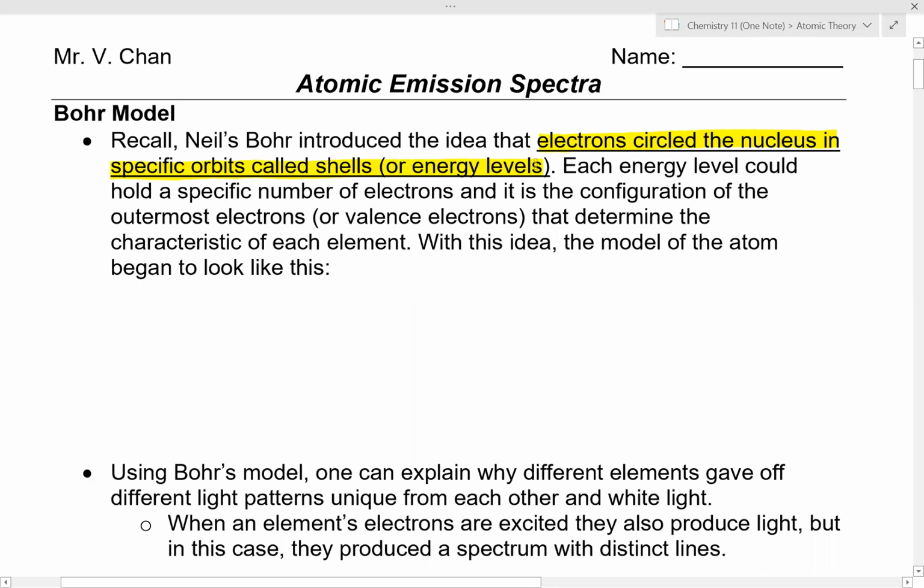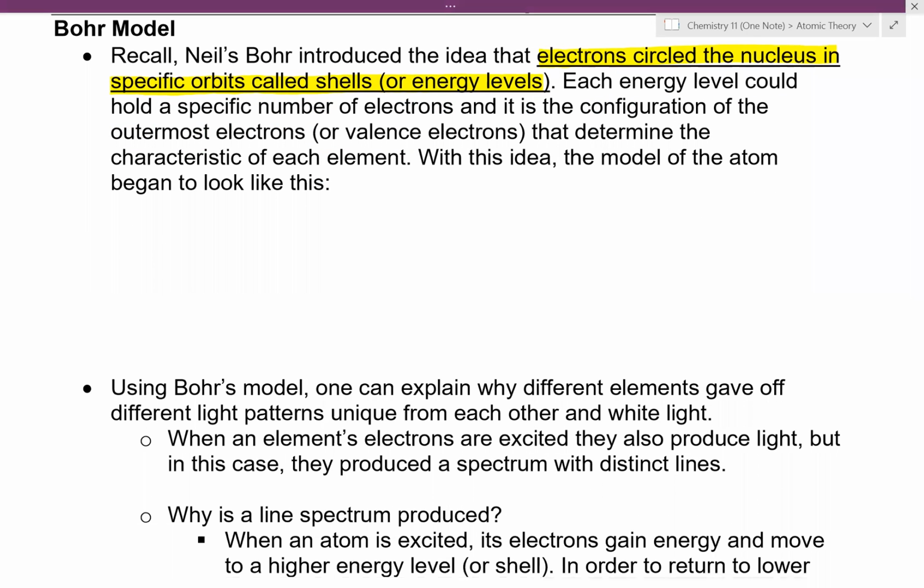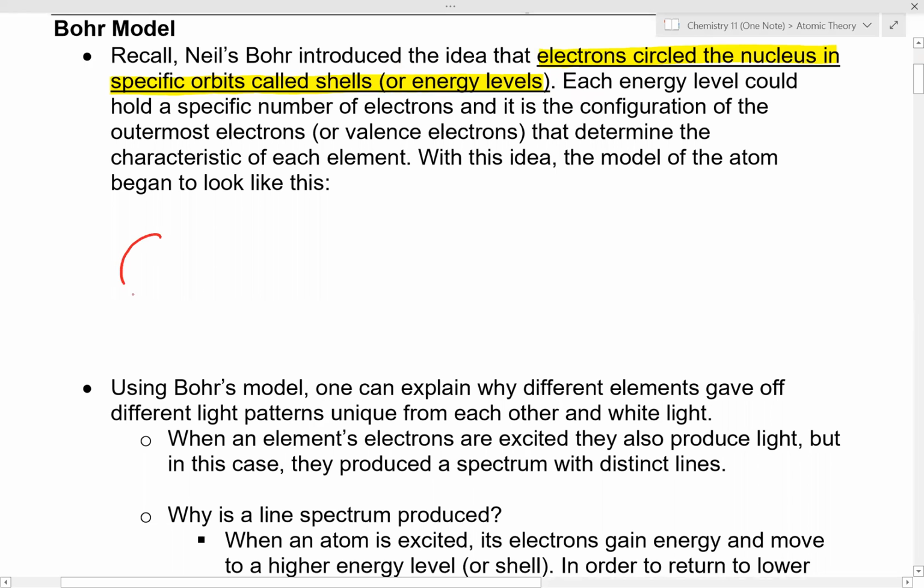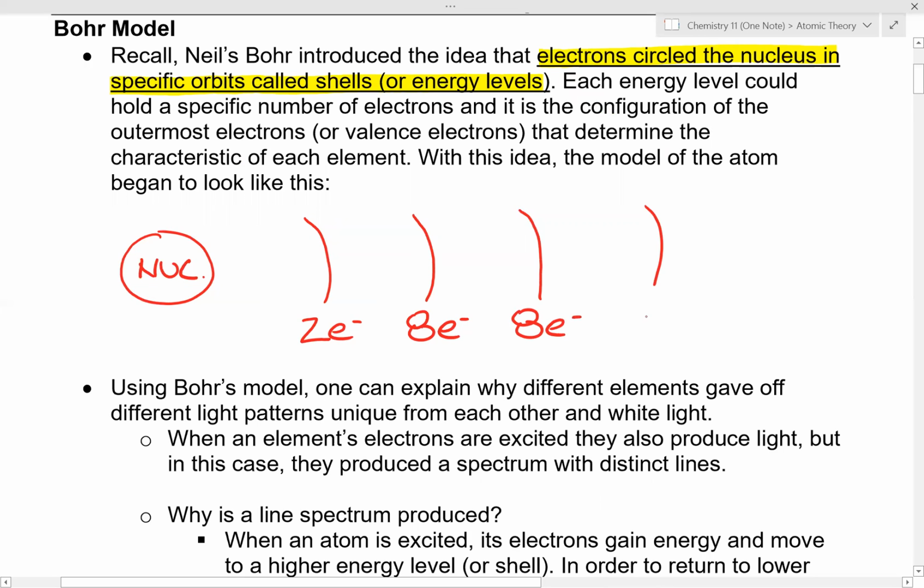And each energy level could hold a specific number of electrons, and it is the configuration of the outermost electrons that determine the characteristic of each element. Now, you remember back in grade 10, you probably did this. So let's say here was the nucleus. And what you had was different shells, and you would have 2 electrons in the first shell, 8 electrons in the second shell, 8 electrons in the third shell, and let's say 1 electron in the last one.